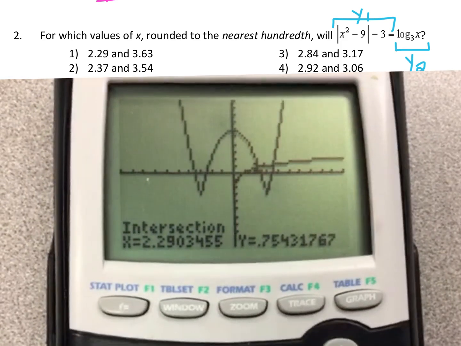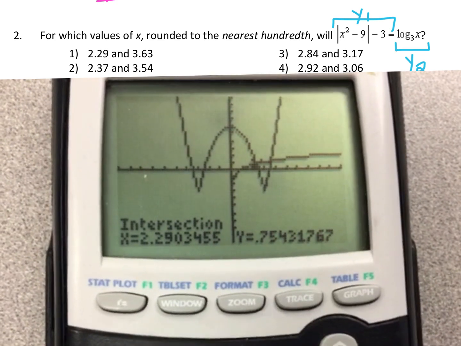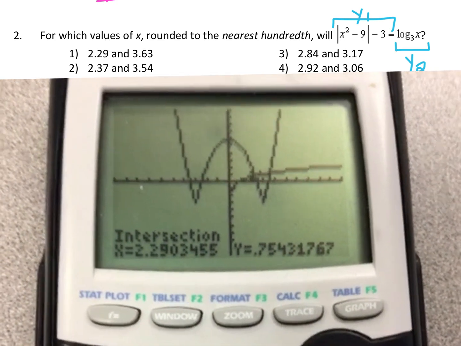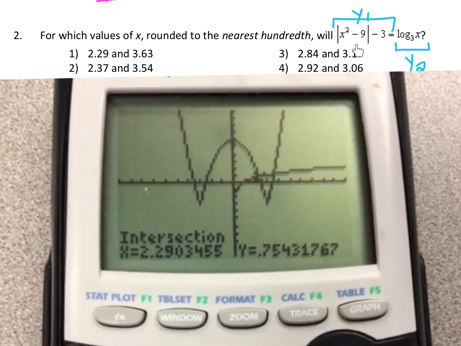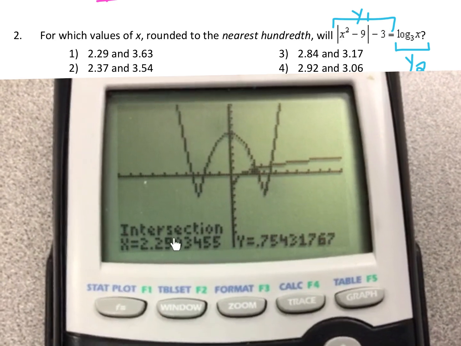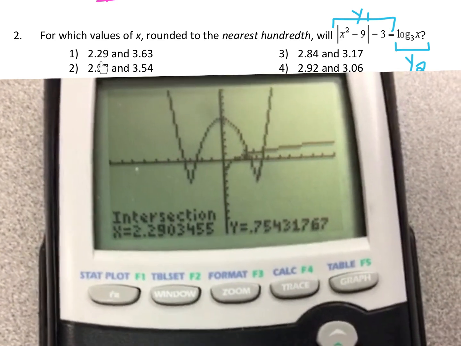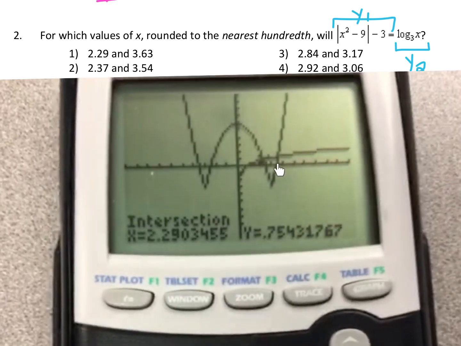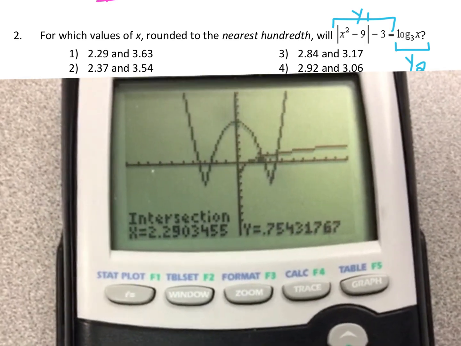Now, they give us the coordinate of the point of intersection. But the thing is, first of all, they tell us x values. But if you look at this equation, aren't there only x values in there? So the first one would be at 2.29. So I'm assuming choice 1 is the answer because that's the only one that has that. But let's make sure that this other point of intersection occurs at 3.63.